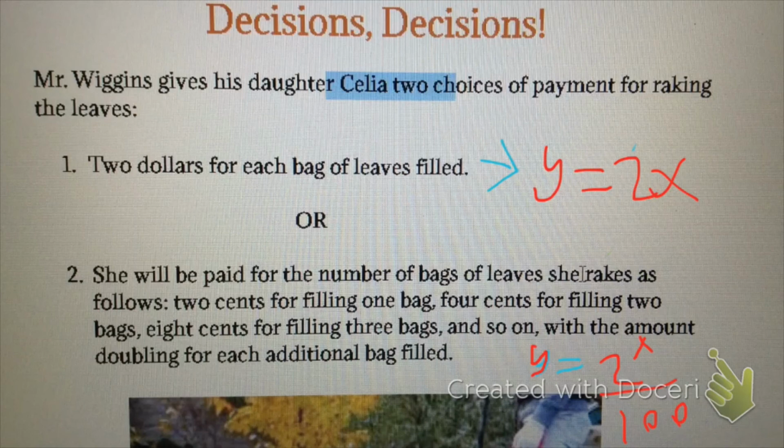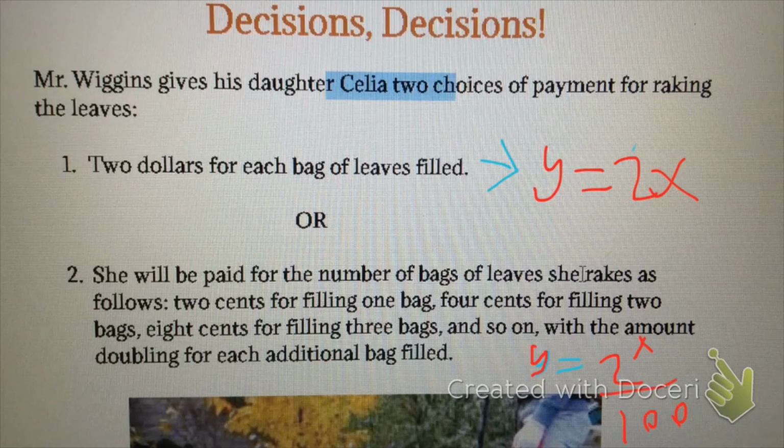So the problem is that Mr. Wiggins gives his daughter Celia 2 choices of payment for raking the leaves. The first method is $2 for each bag of leaves filled, or she will be paid for the number of bags of leaves she rakes as follows: 2 cents for filling 1 bag, 4 cents for filling 2 bags, 8 cents for filling 3 bags, and so on, with the amount doubling for each additional bag filled.